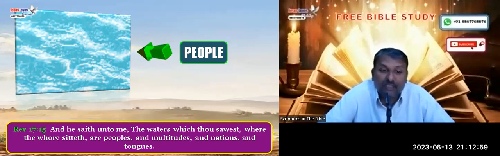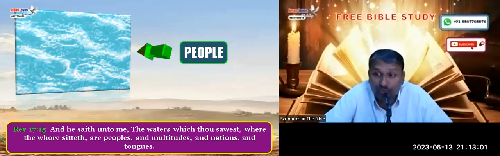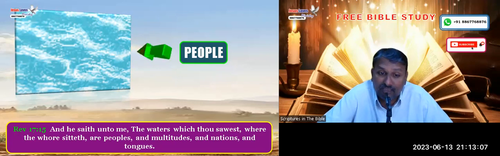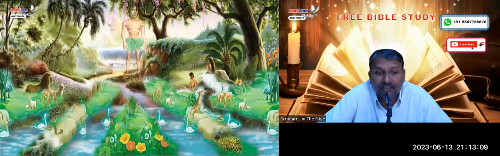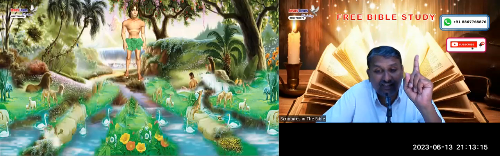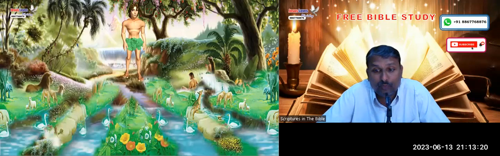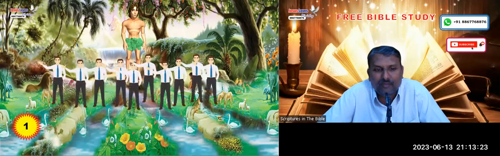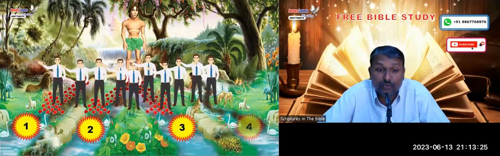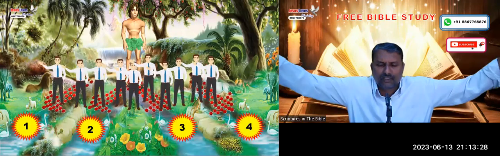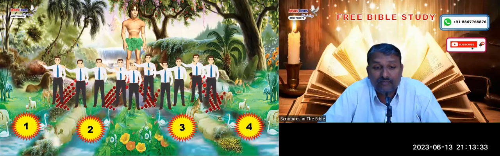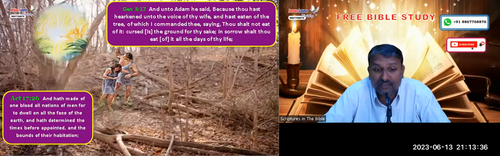So in the Bible, water has one more meaning. That is people. So it is compared to people also. That means, how many people came out from Eden? It was only one. Correct? One river, one family, one parent, Adam and Eve came out of Eden. But through them, what happened? Generations have come out. And among them, there are four divisions, it seems.